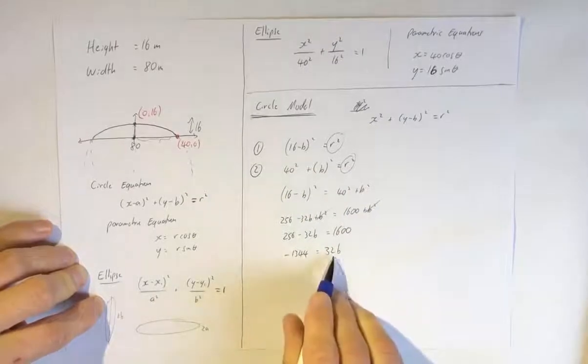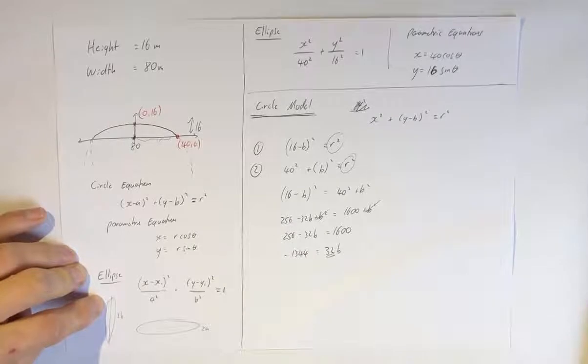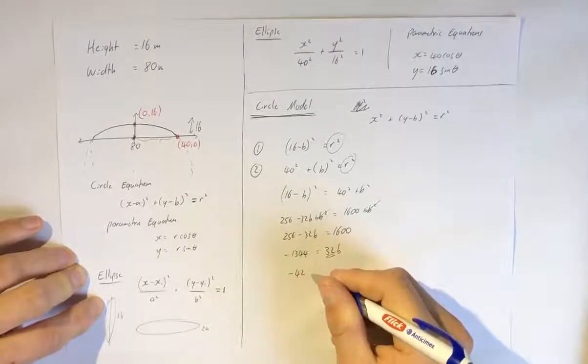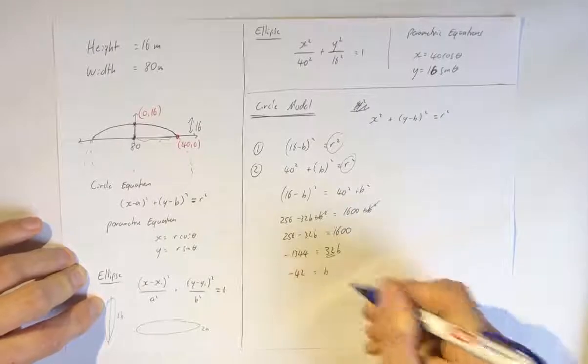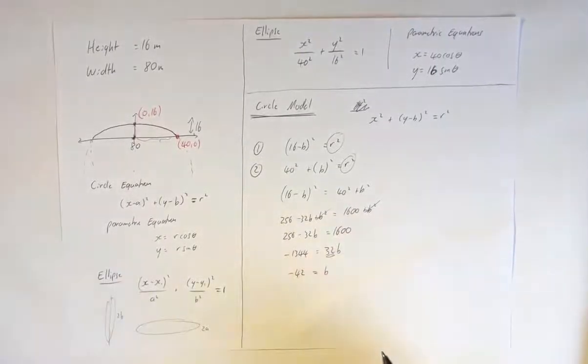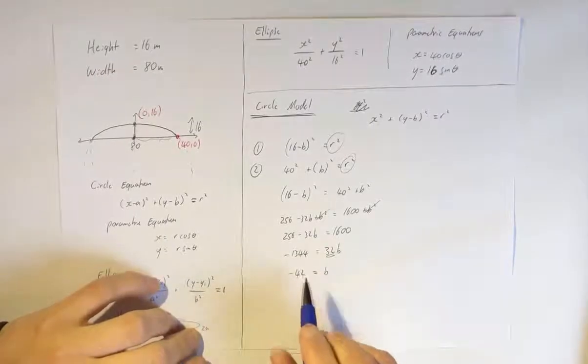Last step is to divide by the 32. So divide by 32, and I've got negative 42 equals b. That's not bad. That is not bad at all. So let's have a look at this. So b is negative 42. I just need to figure out what my r is going to be.